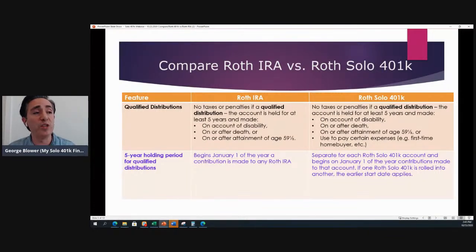and you meet a triggering event. So you're 59 and a half, you have a disability, or it's used to pay certain expenses. We've got the bullet, it looks like on the wrong side of the slide here. So it should be over here. So just to be crystal clear.